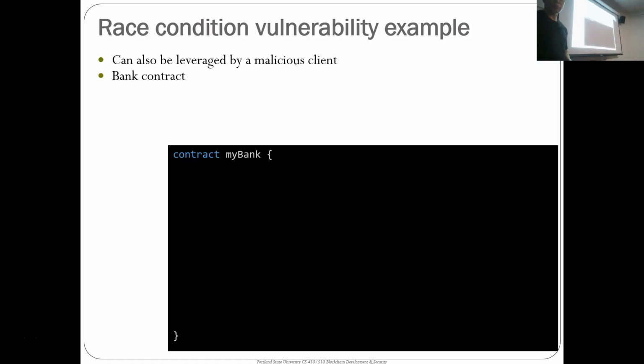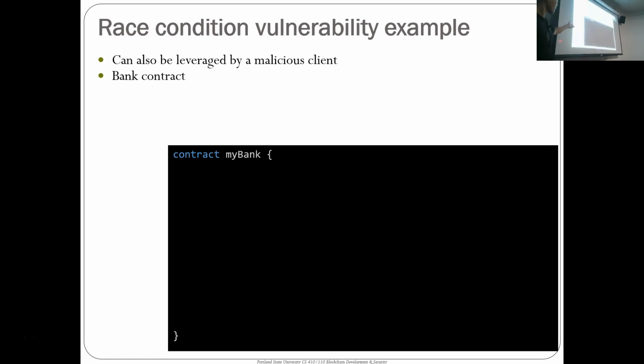Okay, so here's another example. That was front running, but front running is just an example of race conditions. Here's another kind of race condition. In the previous one, the race condition is being leveraged by the server, or basically by the miner. In this case, the race condition is being leveraged by a malicious client.